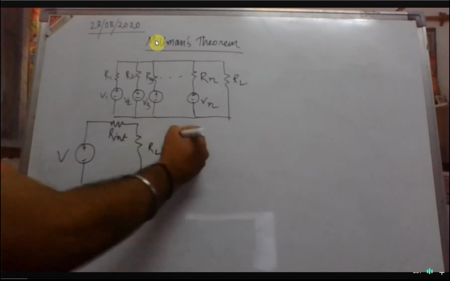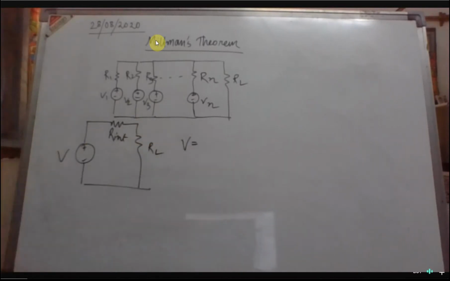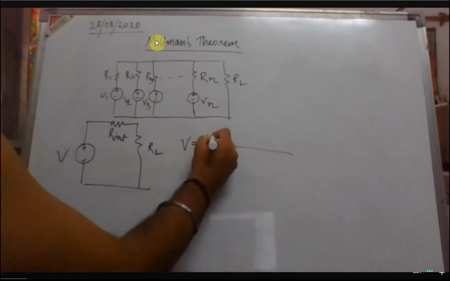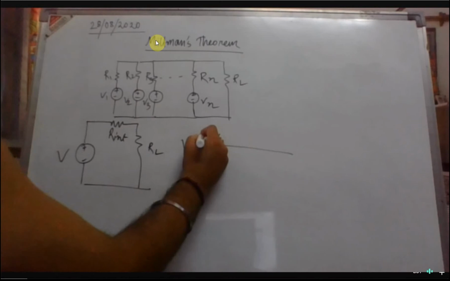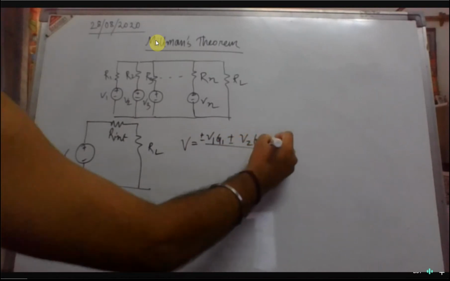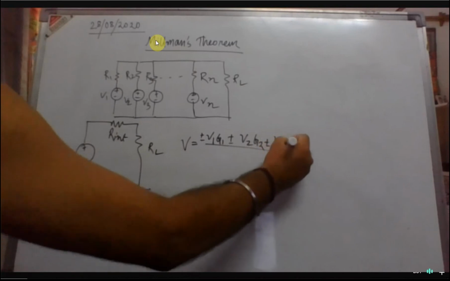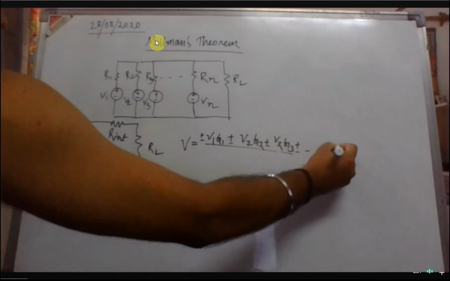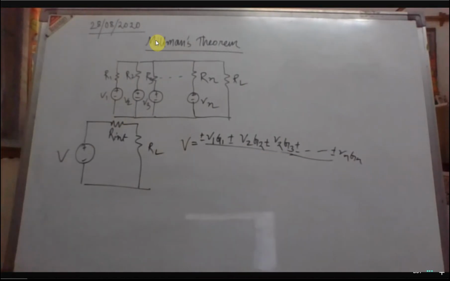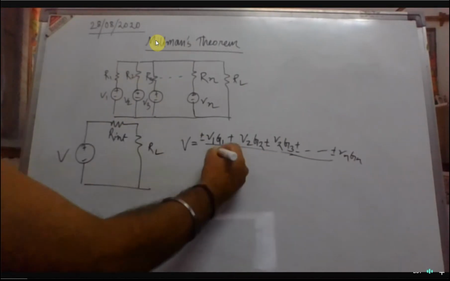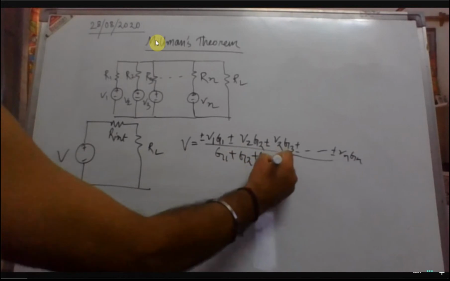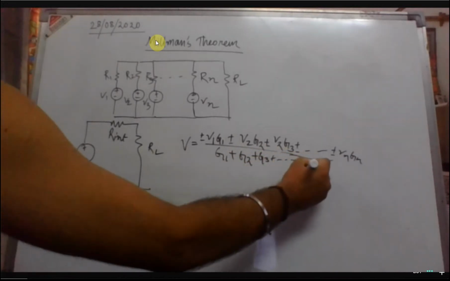But what is the value of this equivalent voltage source V? It will be equal to V1 into G1 plus or minus V2 into G2 plus or minus V3 into G3, up to plus or minus Vn into Gn. This is the formula, divided by G1 plus G2 plus G3 up to Gn.